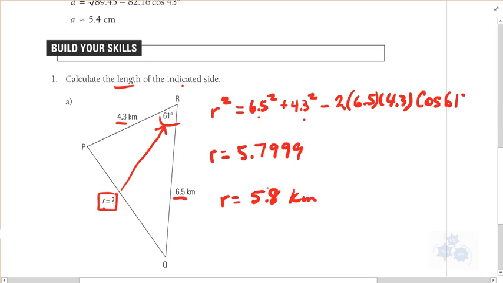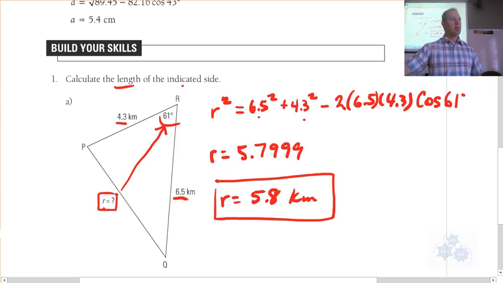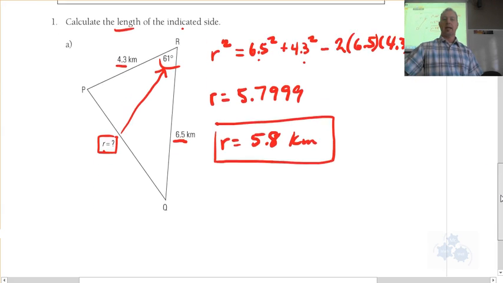You should have R of 5.8 kilometers for this one. If you write all these decimal places, that's okay. In the question, you'll notice the measurements are given to one decimal place, so that means your answer can be to one decimal place, if you're wondering. All right, so that's that type of question.